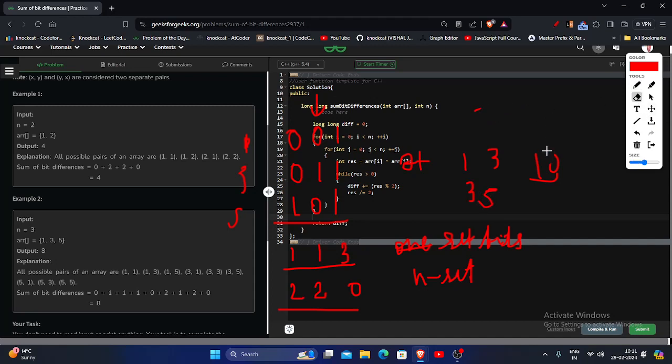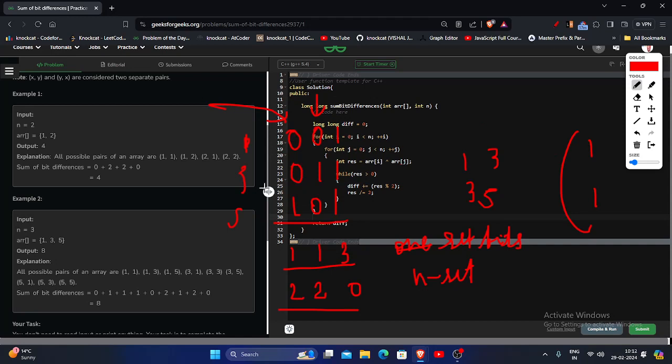Let me erase these. You can easily observe from here. For 1 and 3, we have a bit difference because we have different bits at these positions. And for 3 and 5 also, we have different bits at these positions. Here you can also say this is 1 bit count. So from here, we got 1 and 1. Till now, we have got 1, 1.